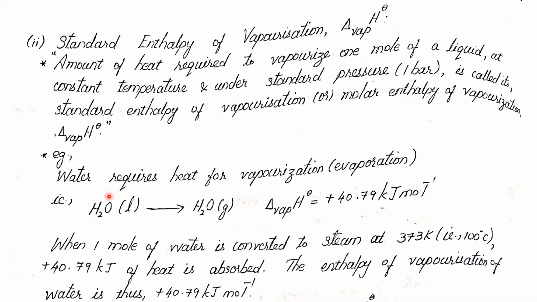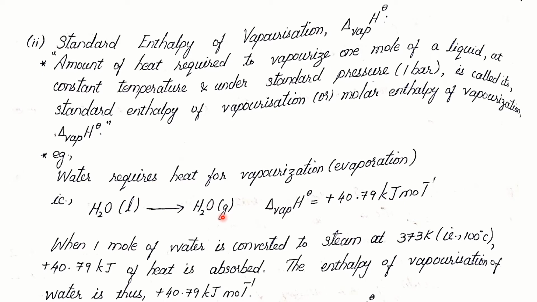For example, let us take the case of water in the liquid state. We know that water needs heat for vaporization. The energy change that occurs when 1 mole of water in the liquid state is converted to 1 mole of water in the gaseous state equals plus 40.79 kilojoules at a constant temperature of 373 Kelvin, that is 100 degrees Celsius. Clear? The positive sign is written because heat is absorbed by 1 mole of water in the liquid state to undergo a phase transition to the gaseous state.